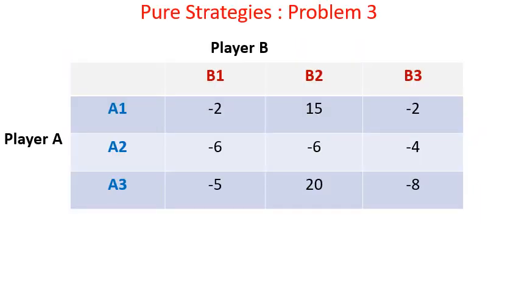Let's take another problem now. Another pure strategy problem where you have 3 strategies of player A and 3 strategies of player B. Similar to the previous 2 problems, first we have to find out whether a saddle point exists or not. We can find out by finding the maximin and the minimax values. So first, let us find the row minima here.